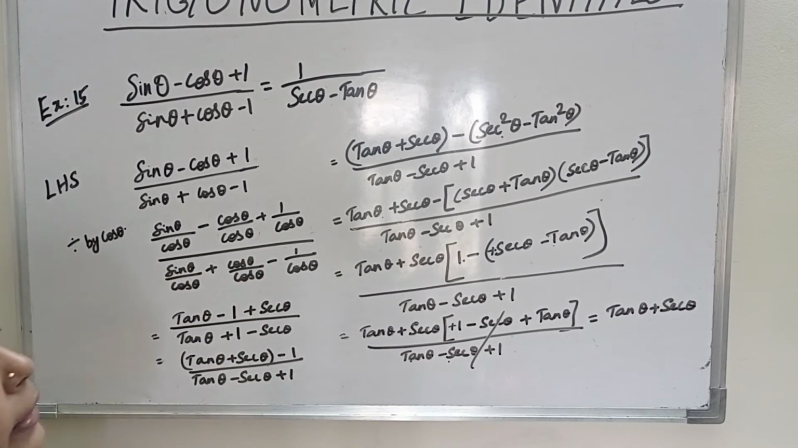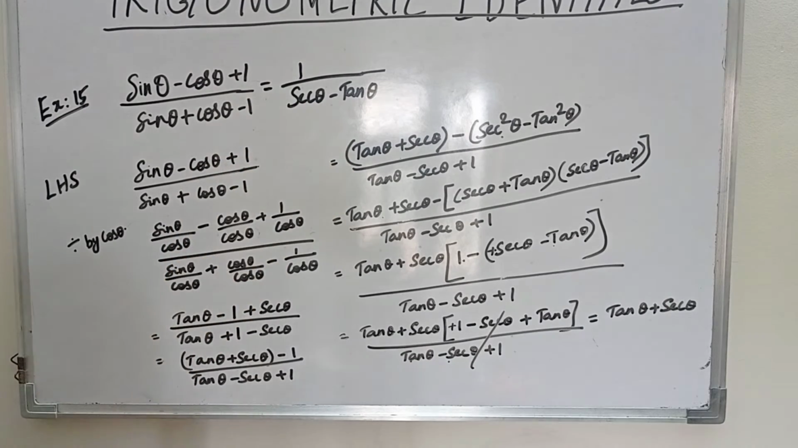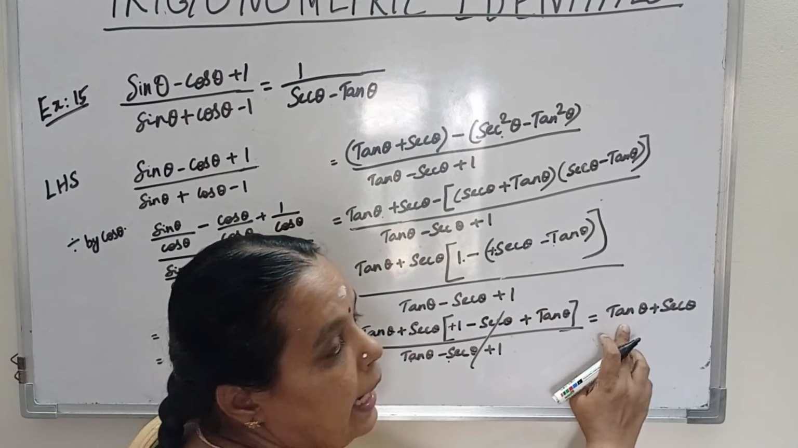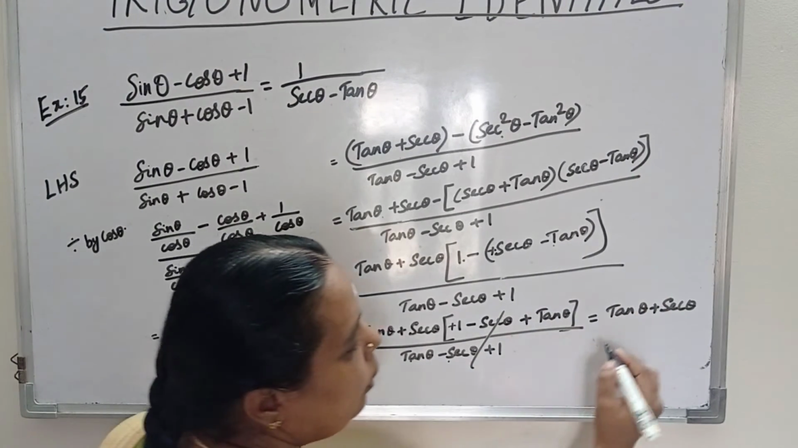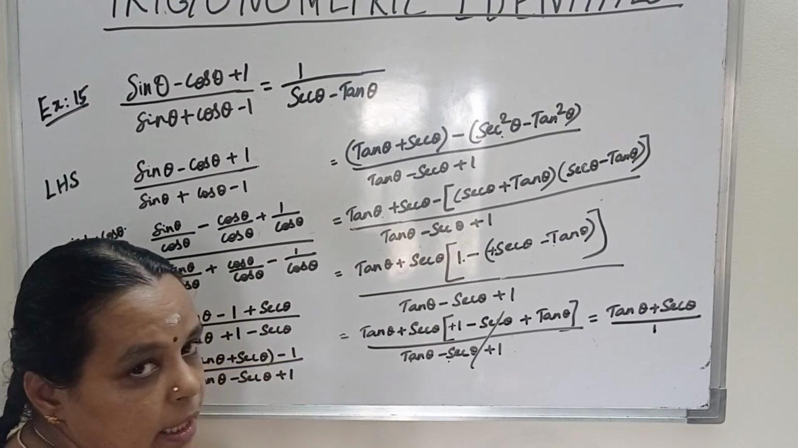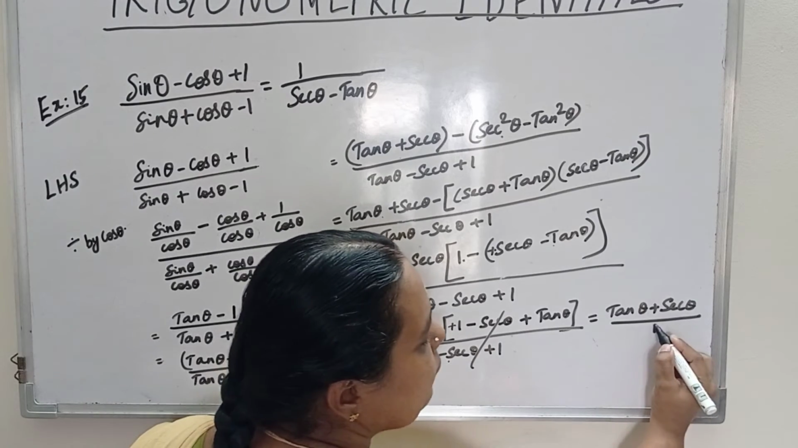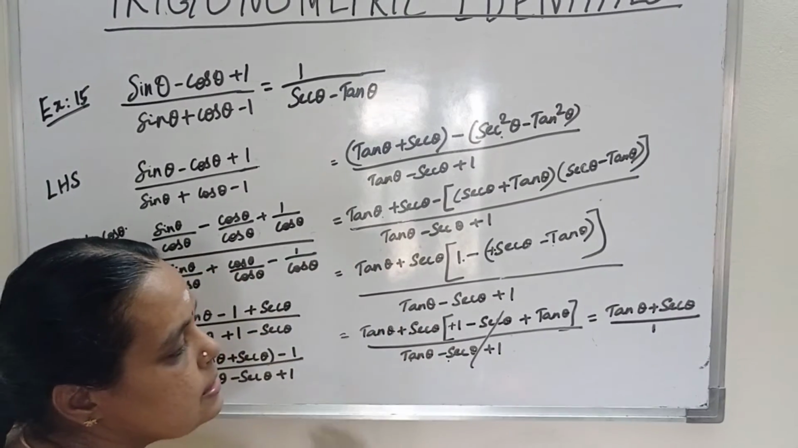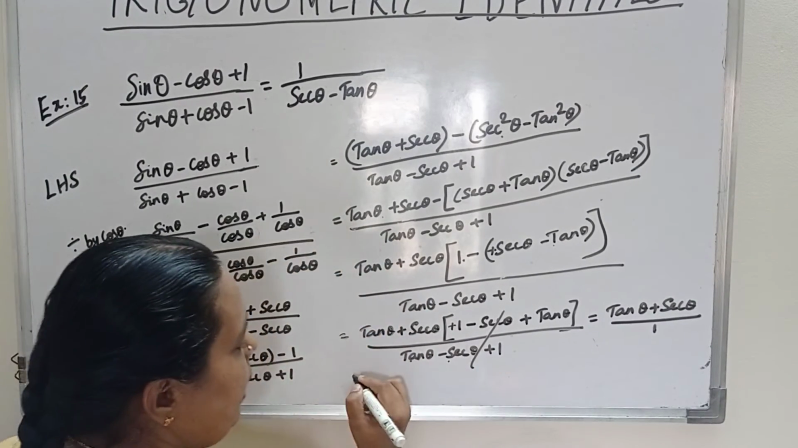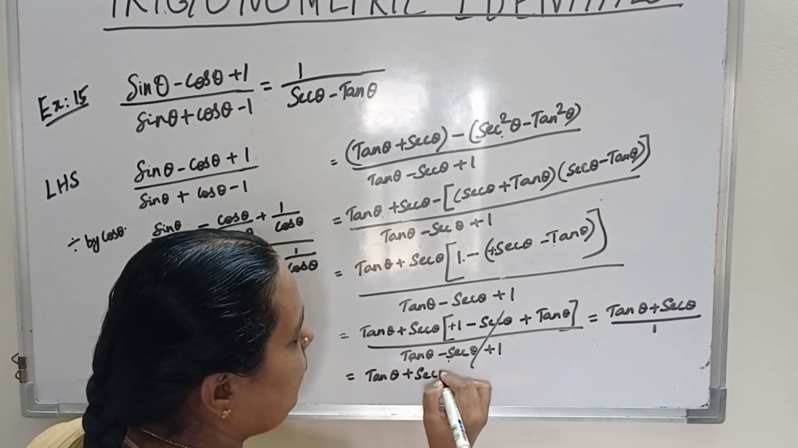But what we need is 1 by secant theta minus tan theta. This is what we have to prove. But we are left with tan theta plus secant theta. So, let's assume that it is divided by 1. It's not an assumption, it is true that tan theta plus secant theta is divided by 1. If nothing is given in the denominator, it is 1.